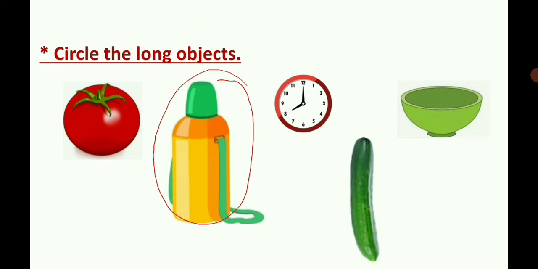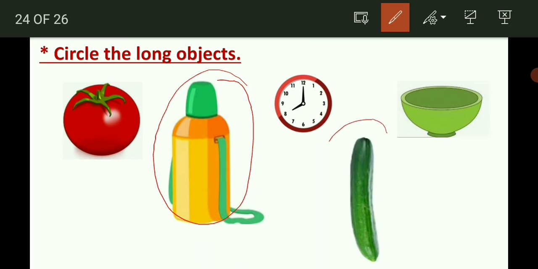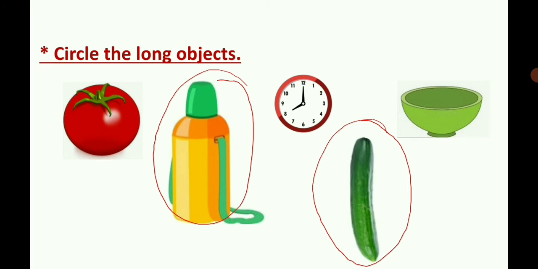Next is clock. A clock is round. Next is a cucumber. Yes, a cucumber is long in size. Now a bowl, it is round in shape. This is not a long object. So bottle and cucumber are long objects. Very good.